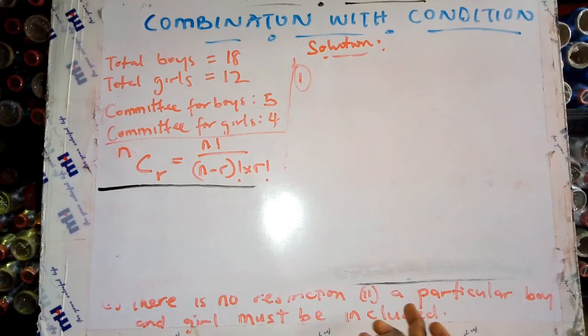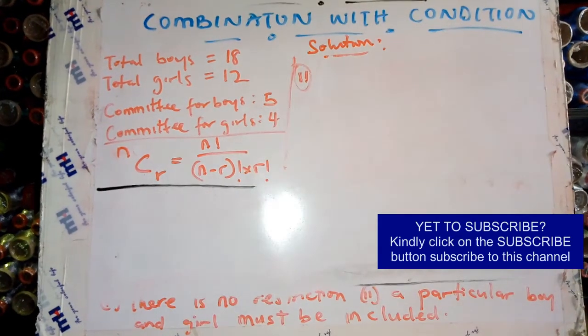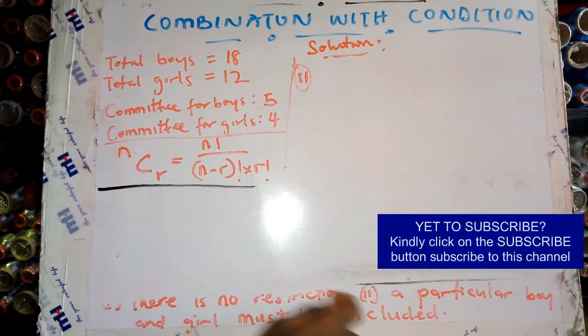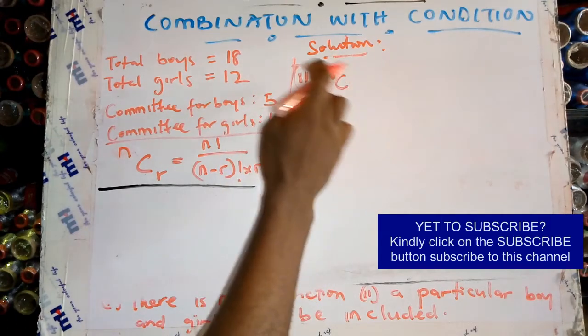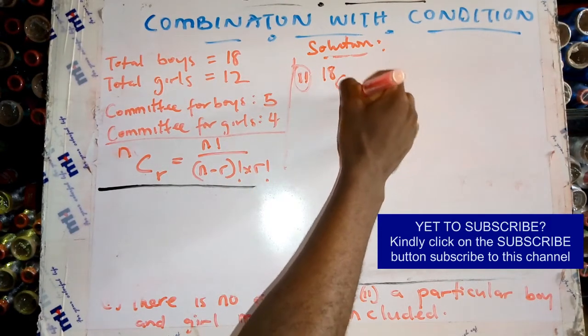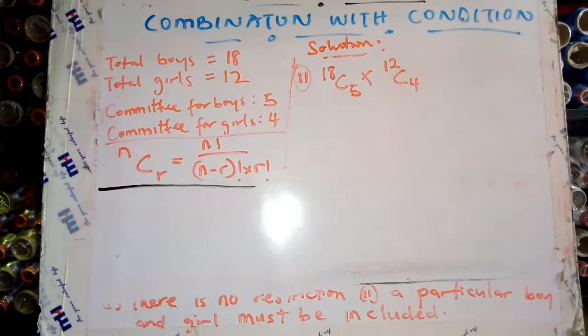Okay, so for number 2, it said a particular boy and girl must be included. If you remember the first one, that was when there is no restriction, and when there is no restriction it was 18 combination 5 multiplied by 12 combination 4, that's for the boys and girls.